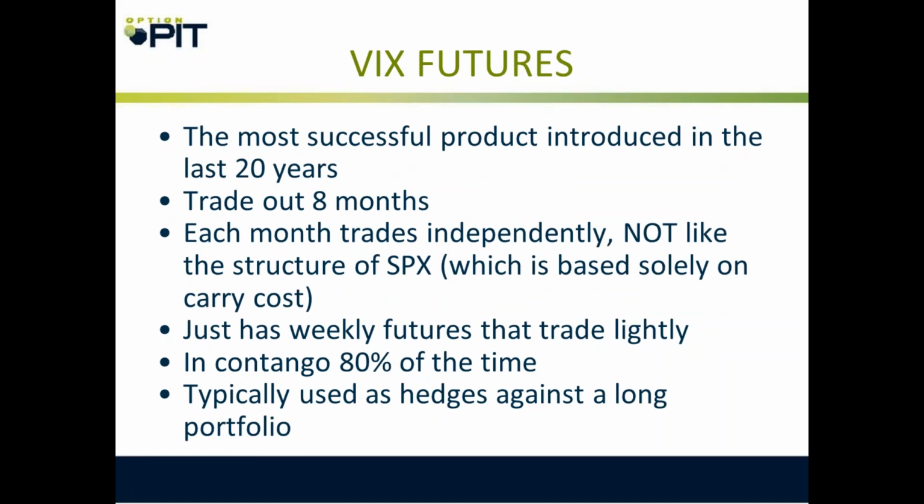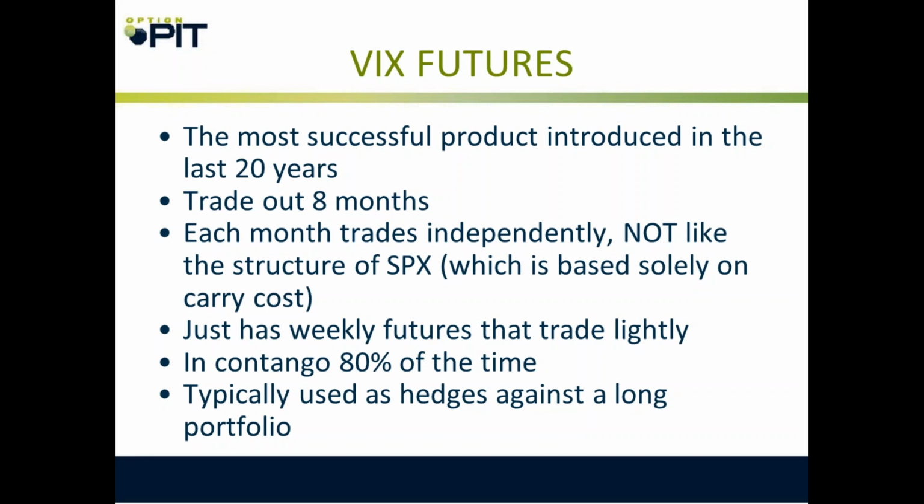All right, so now VIX futures are the most successful product introduced in the last 20 years. They trade out about 8 months each, and they have weeklies. Each month trades independently, not like the structure of SPX. All right, there is a direct relationship of an S&P 500 December future to a March future to a June future to December 2017 future. It's entirely based on carrying cost. All right, it has weekly futures, but they trade lightly.